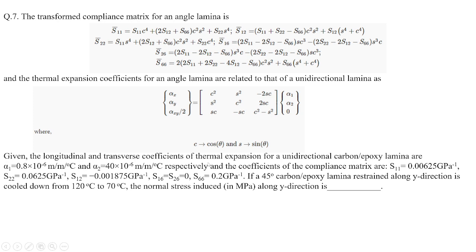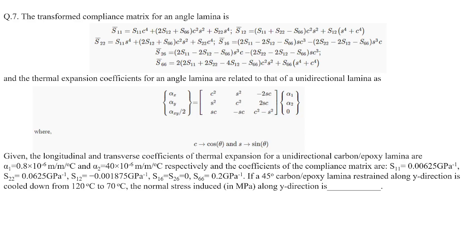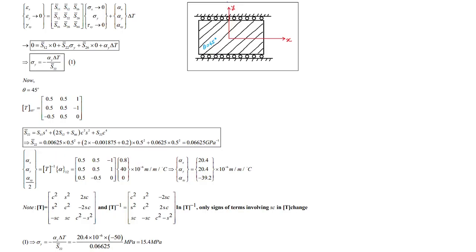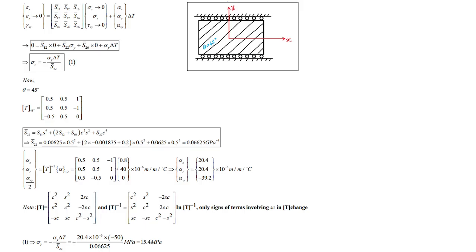In the question, the main point we have to see is that it is restrained along the y direction, that is, the strain along the y direction will be 0. Now we have the values of the transformed compliance matrix given. So we have to put in these values, and we know the equation where the compliance matrix is used, where given the strain, by using the compliance matrix we can find the stresses.